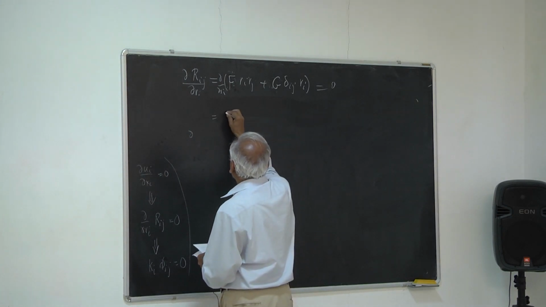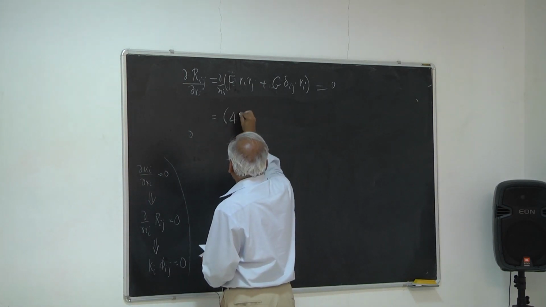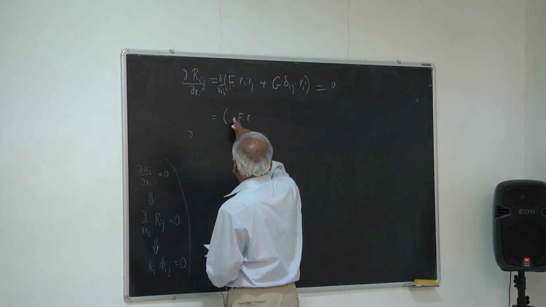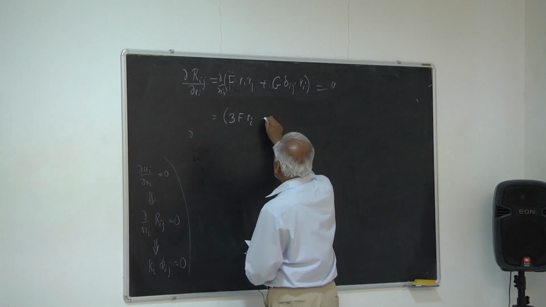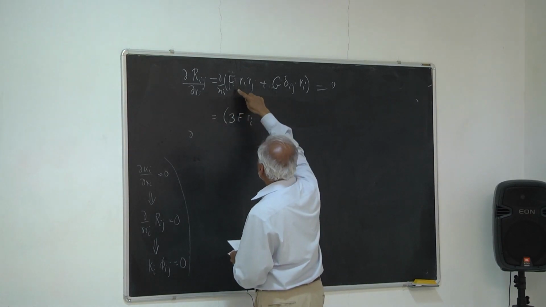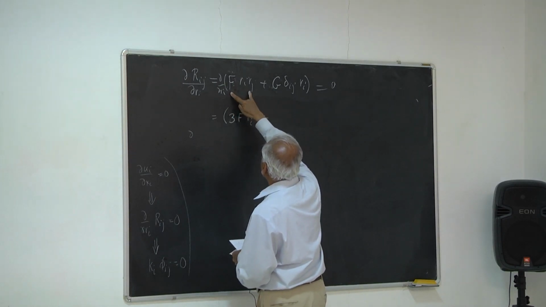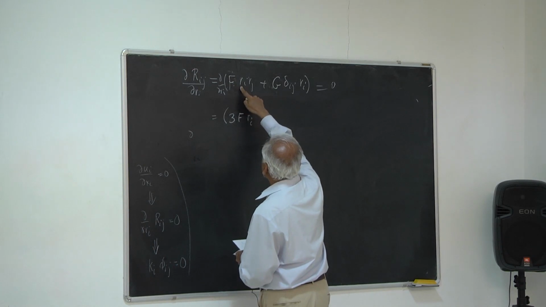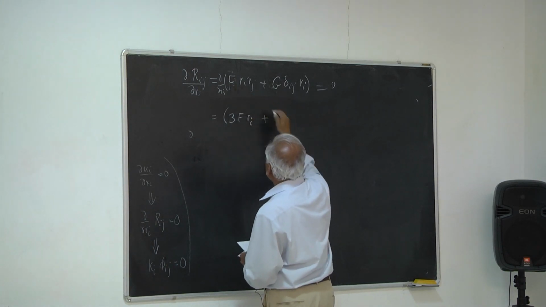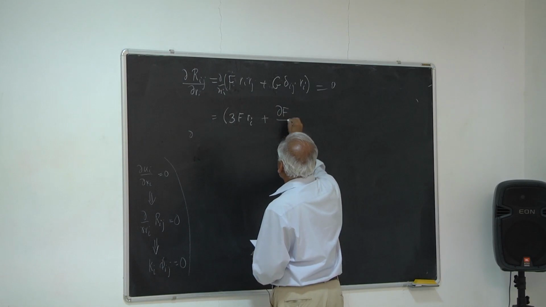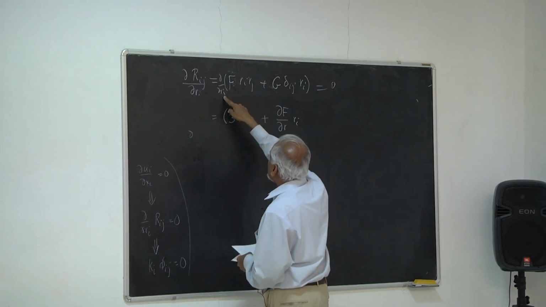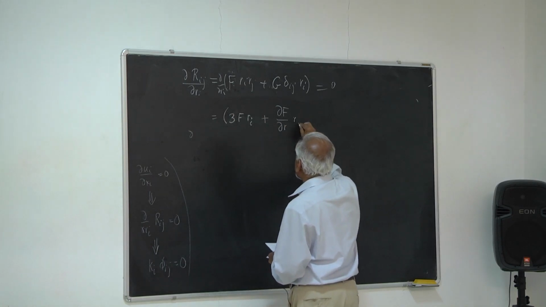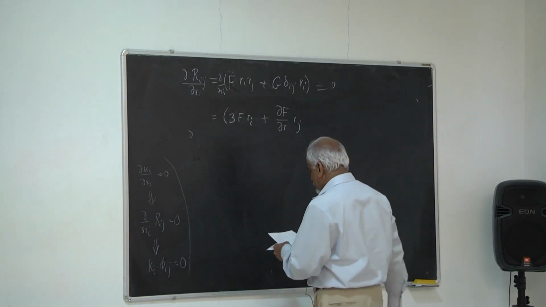So I have first 3f r_i, and then what will I have? Now I have not differentiated that, I have not differentiated that, I have differentiated that. So I have df/dr r_i, I have ∂r_i/∂r_j, which is a delta_ij, therefore this is r_j.